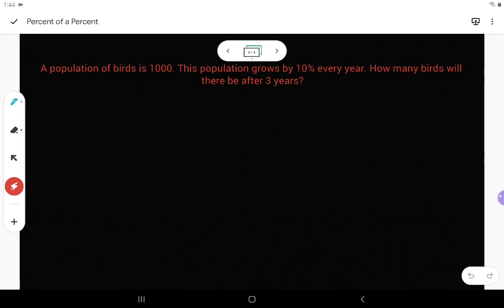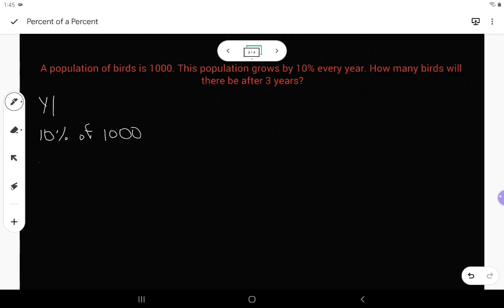Okay, here's kind of another example of it going the other way. So a population of birds is 1,000. This population is going to grow by 10% every year. How many birds will there be after 3 years? Okay, so if we look at this as 3 separate years, I'm going to look at year number 1. In year number 1, our population of birds is going to get 10% bigger. So I need to find 10% of 1,000.